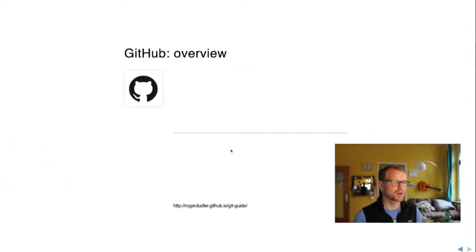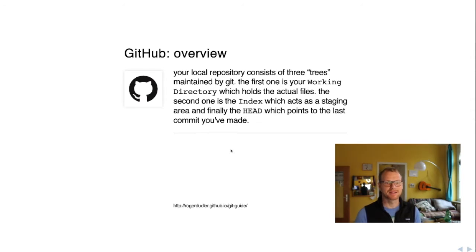So an overview, just to give you some of the terminology. Your repository, that is your collection of files that you're backing up in the system, consists of three trees maintained by Git. The first one is your working directory, which holds the actual files. The second one is the index, which acts as a staging area. And finally, the head, which points to the last commit you've made.